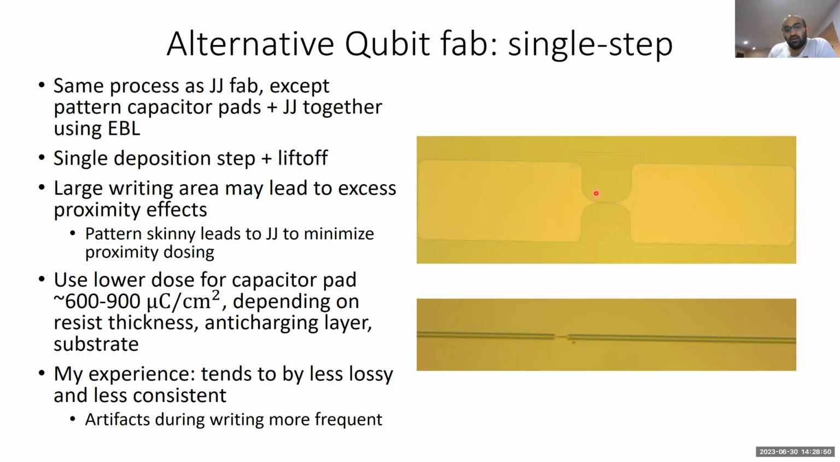Because you have this very large writing area, you can oftentimes accumulate artifacts during the writing, which can lead to things like weird development patterns. You can sometimes find areas that don't develop at all, or you'll find resist peeling off during development, which can ruin your entire pattern. But sometimes, like in this case, it works and it can work perfectly. But a lot of times it doesn't. In my experience, doing the two-step fabrication process, even though it's longer, ends up being more reliable and more consistent.